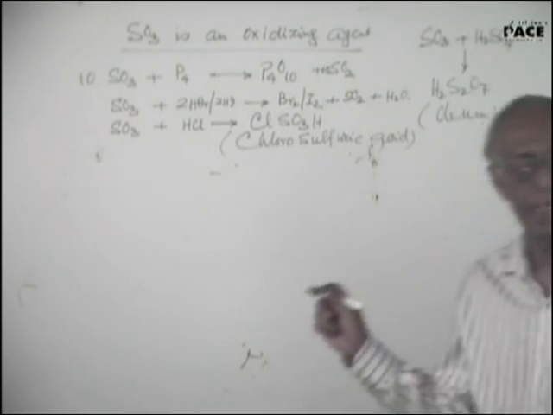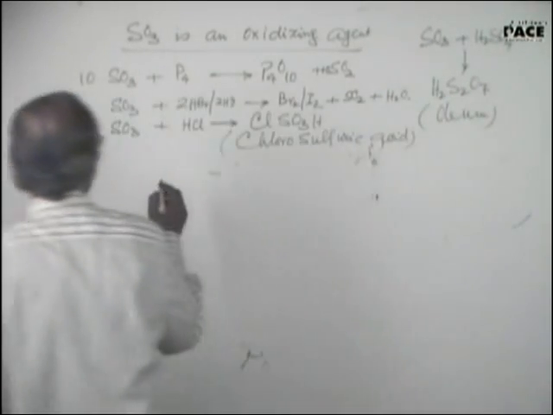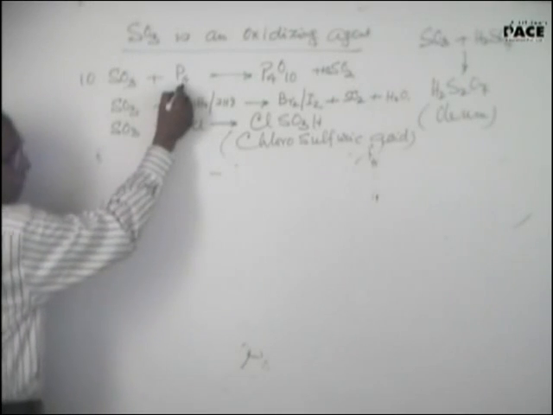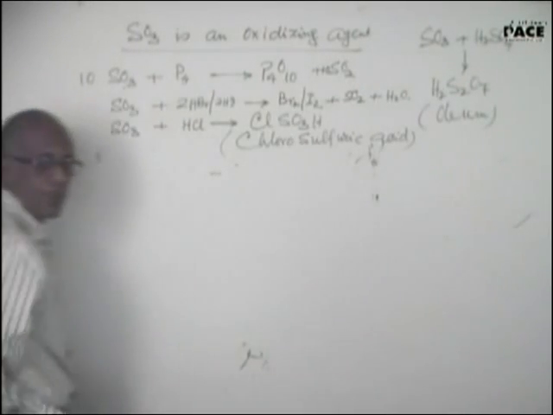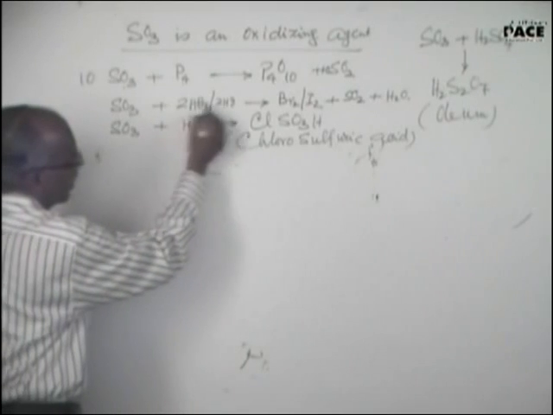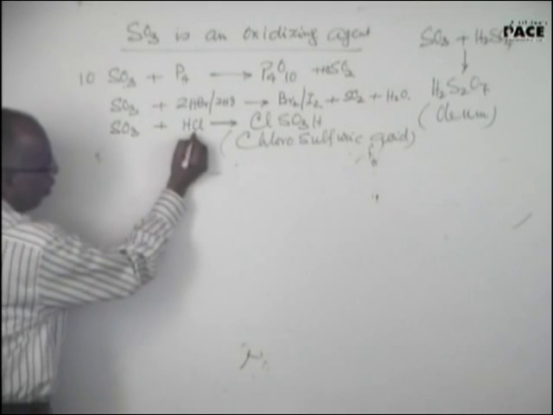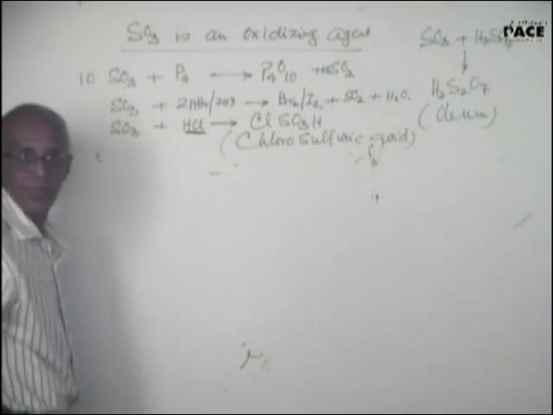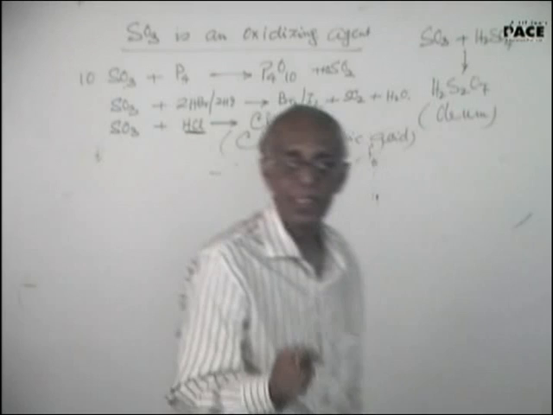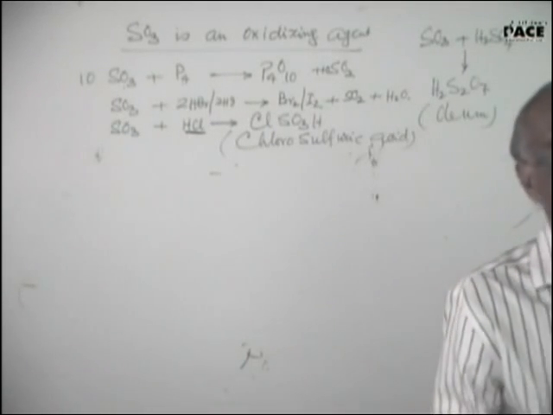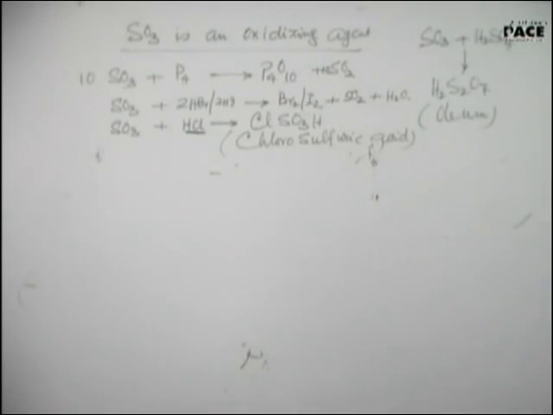Now you can see here that sulfur trioxide oxidizes P4 to P4O10. It oxidizes HBr to bromine, HI to iodine. But it could not oxidize HCl to chlorine. So sulfur trioxide is not strong enough to oxidize HCl to chlorine, but is strong enough to oxidize HBr to bromine or HI to iodine. And that is why it forms chlorosulfuric acid.